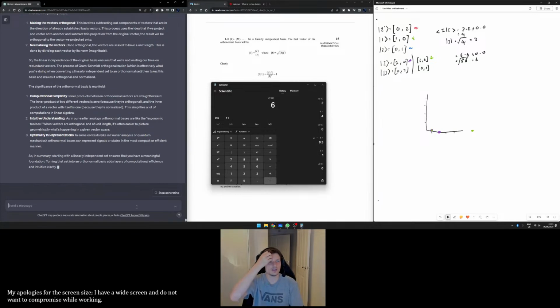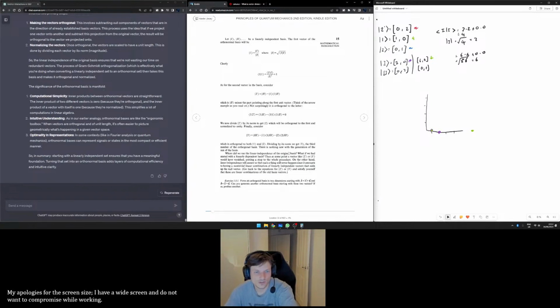The process of Gram-Schmidt orthogonalization, which is effectively what you're doing when converting a linearly independent set to an orthonormal set, takes this basis and makes it orthogonal and normalized. The significance of the orthonormal basis is manifold. Computational simplicity, inner products between orthonormal. Okay, so that's what that was.